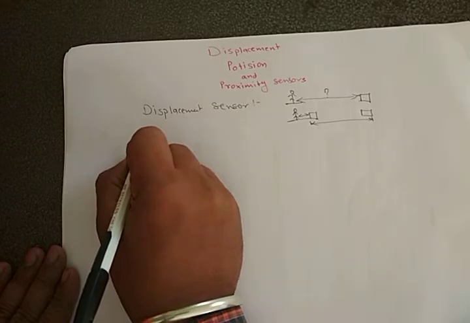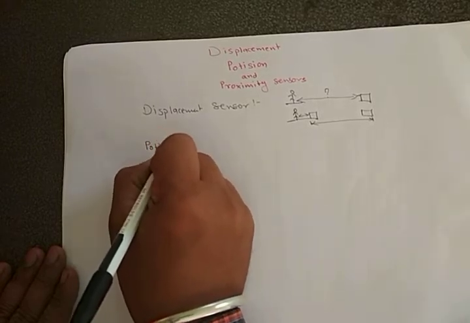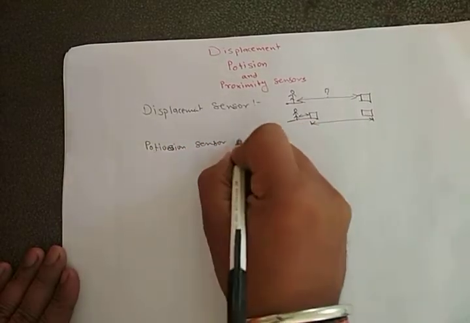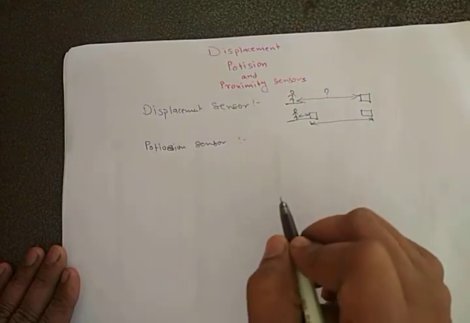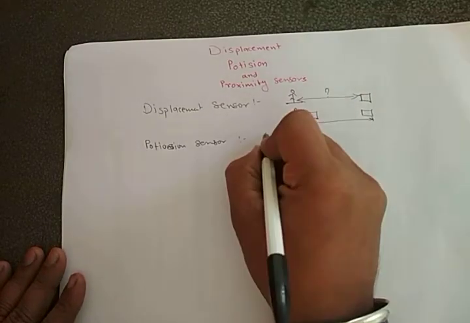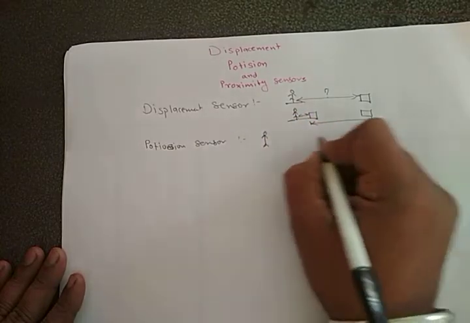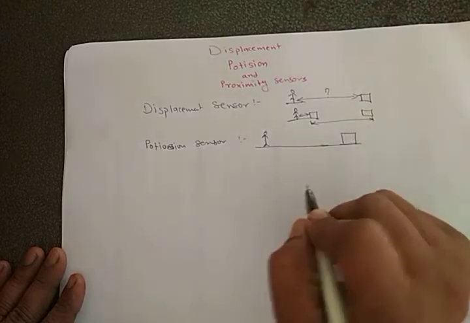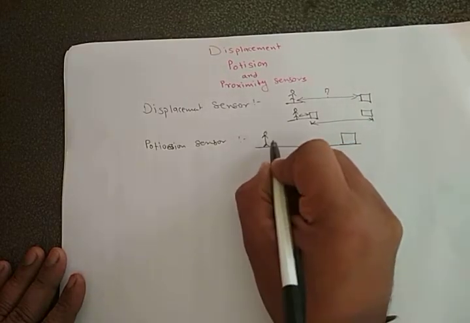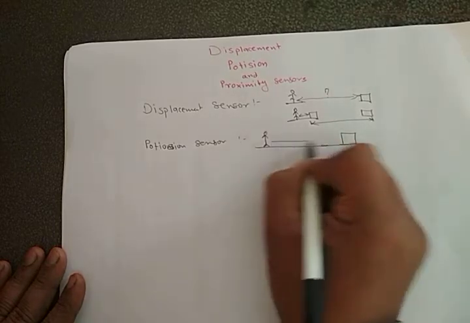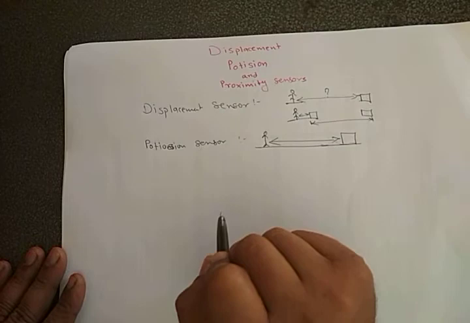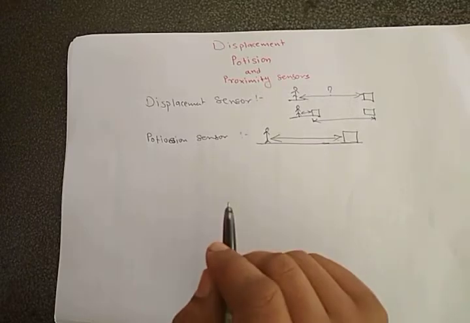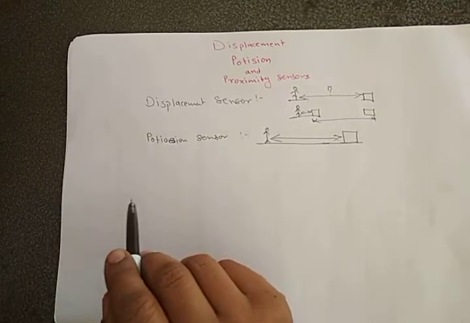Now when we go for the position sensor, this sensor is used to measure the position, means two objects are there, or you are standing at one place and another object is placed at some place. Then if you want to check the distance between you and that object, you can use the position sensor. This sensor is used to measure the position, so we can call it the position sensor.